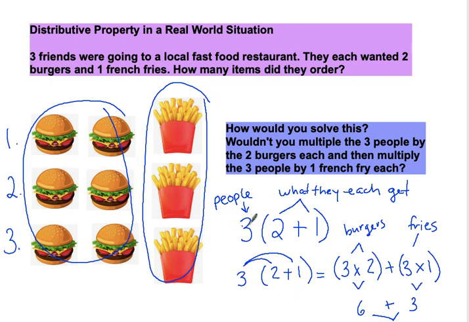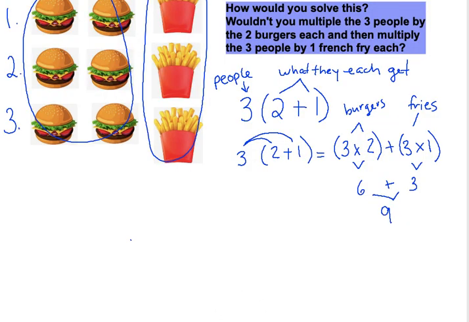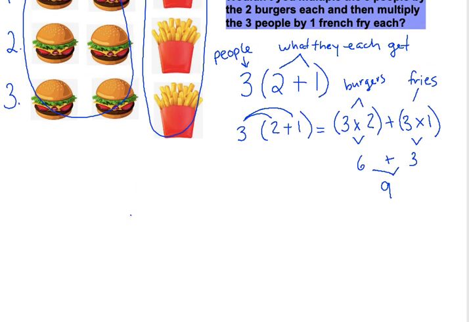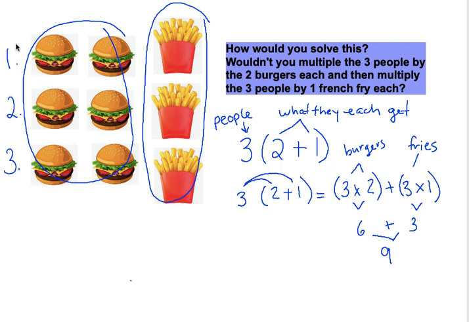If you think about it, 3 people, each one of them wants to get 2 burgers and a fry. So 3 times 2 would get us 6, right? And then we would also do 3 people times the 1 fry, which gives us 3 French fries. And that's what the image here shows. So it's telling us that if we multiply the groups by the number of each of those parts, we can get our answer that way.